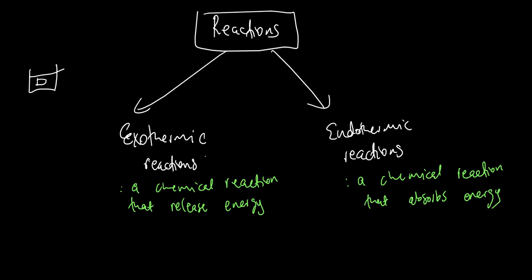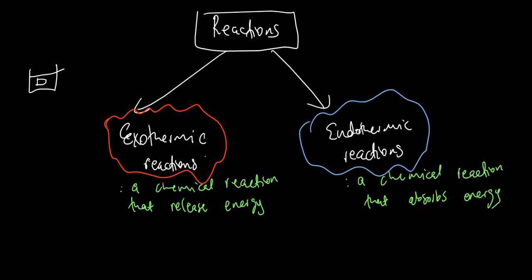So let me put red here for hot on exo, and then let me put cold for endo. But then someone would ask, but we say with endo we are absorbing energy, and with exo you are releasing. So how come something that is absorbing feels cold? And how come something that releases would feel hot?